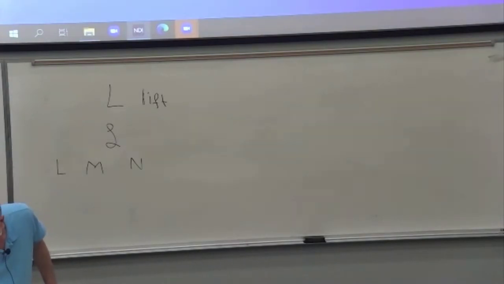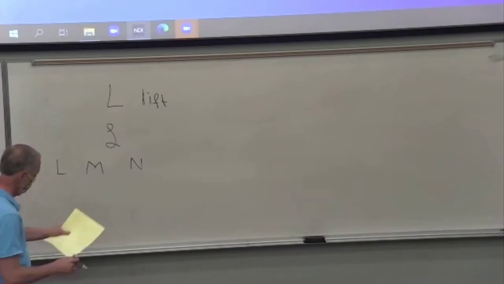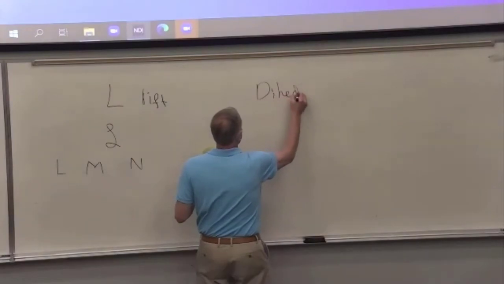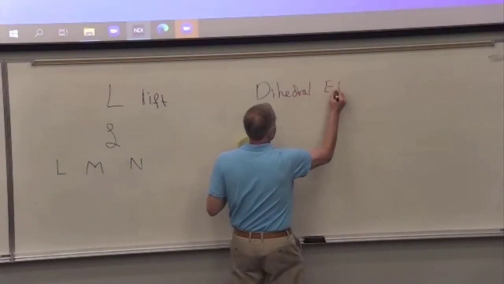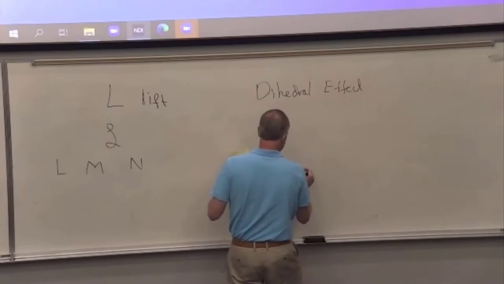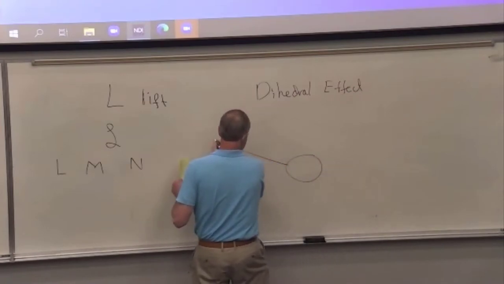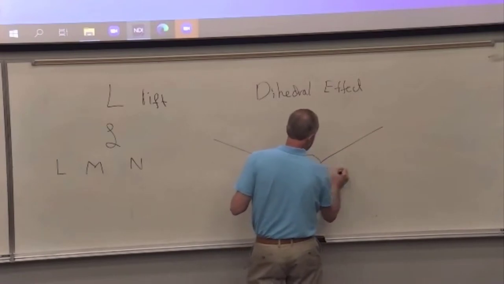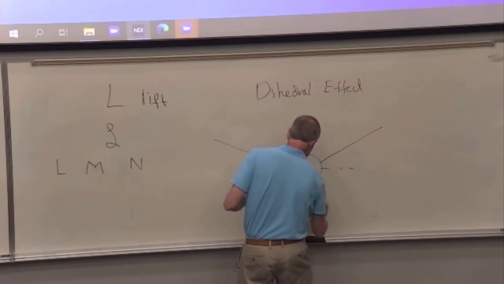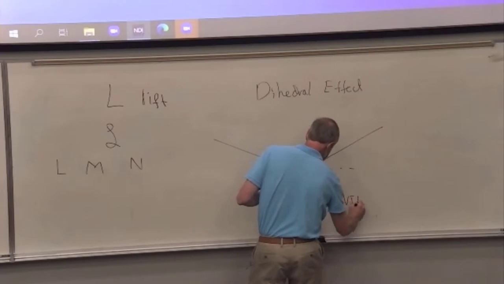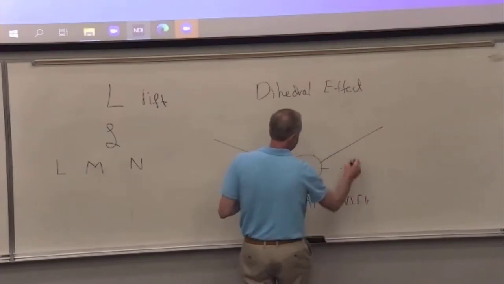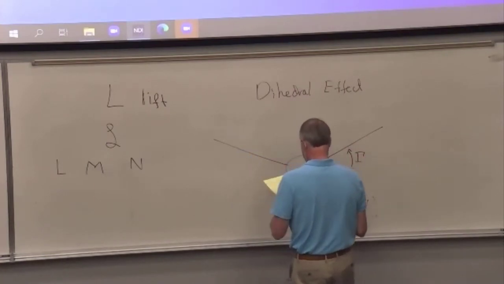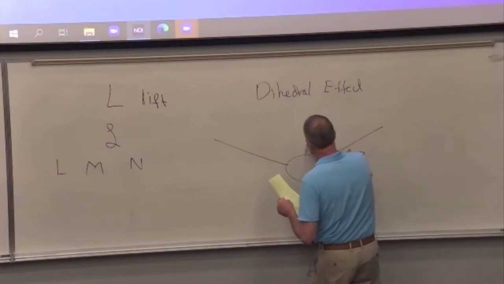What was the second point? Oh, vertical tail. Okay, they got that. All right, so here's the dihedral effect. So this is an aft view. This is what's called the dihedral angle. It's a capital gamma, and the vertical tail is like here.